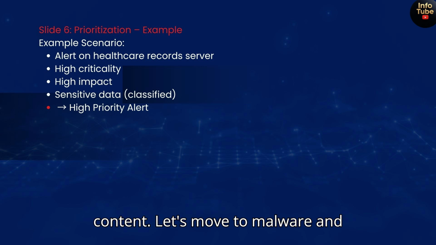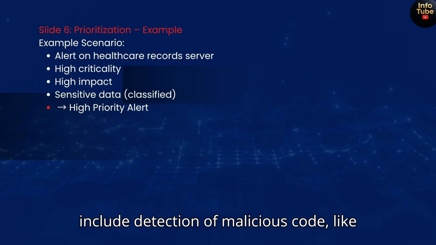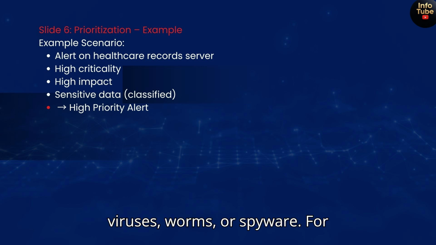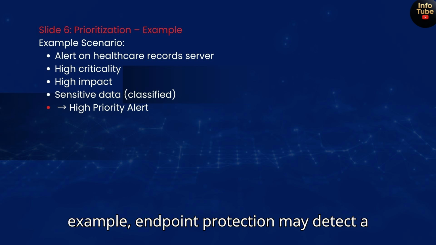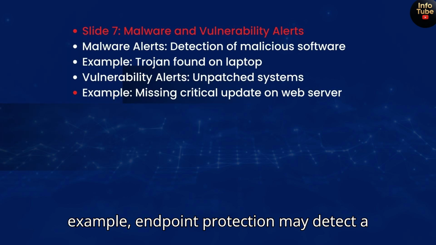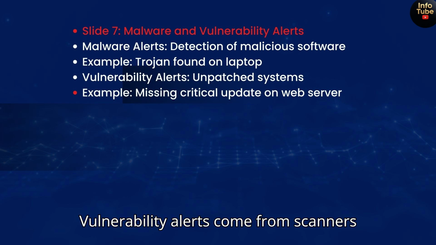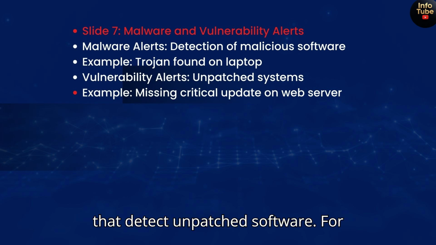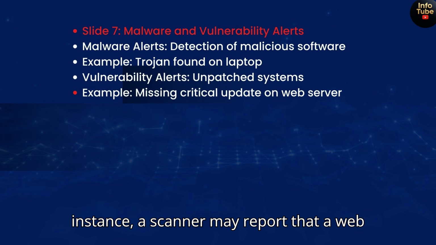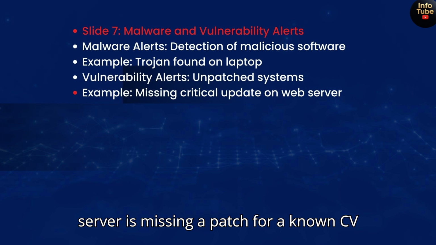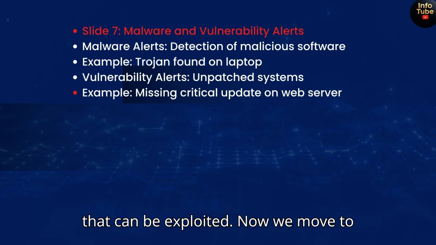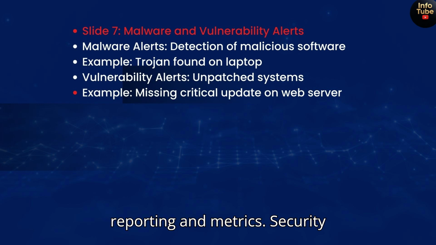Let's move to malware and vulnerability alerts. Malware alerts include detection of malicious code, like viruses, worms, or spyware. For example, endpoint protection may detect a keylogger on a user's laptop. Vulnerability alerts come from scanners that detect unpatched software. For instance, a scanner may report that a web server is missing a patch for a known CVE that can be exploited. Now we move to reporting and metrics.